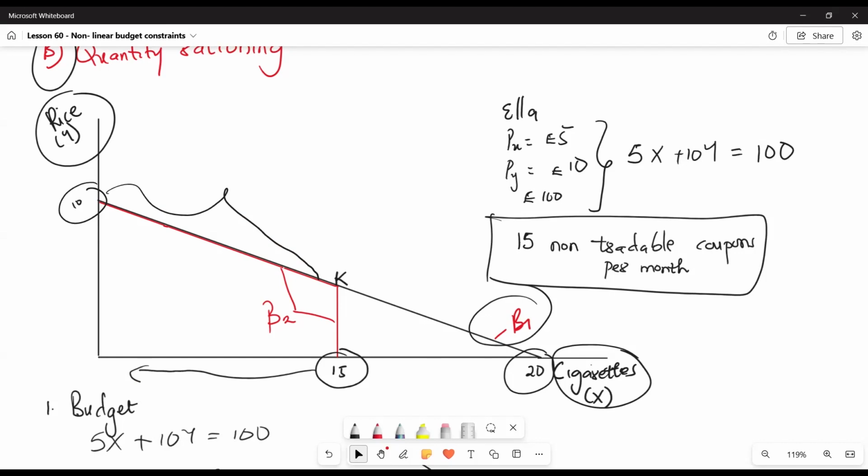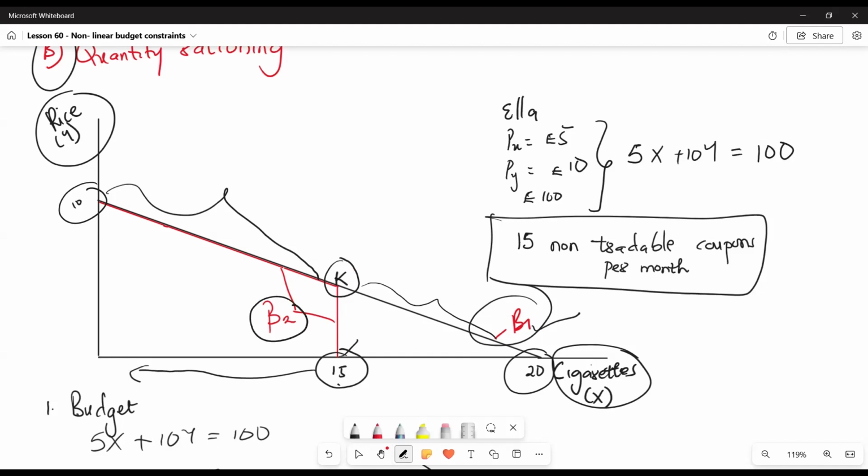Now, if we represent the 15 units of cigarettes as point K on our budget line, then to the right of point K, represented as this area, points on the old budget line B1 are no longer available to Ella. They are not attainable because Ella has only 15 coupons. She cannot purchase any bundle to the right of K. Hence, her budget constraint with this new coupon scheme in place is kinked at B2. Ella's new budget constraint is now B2.